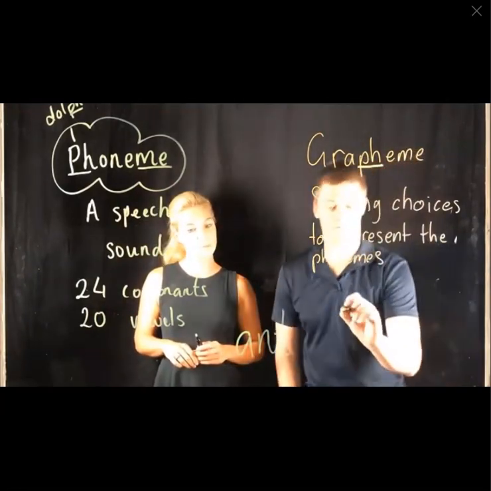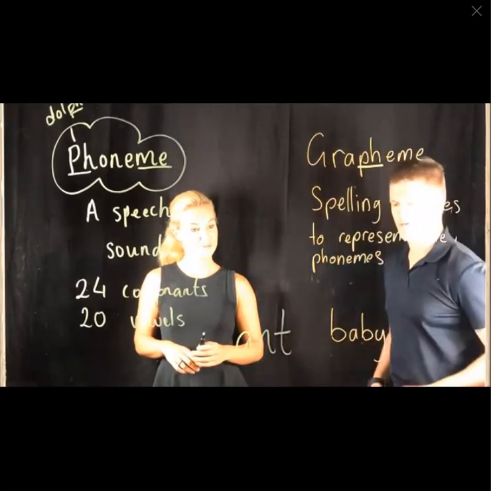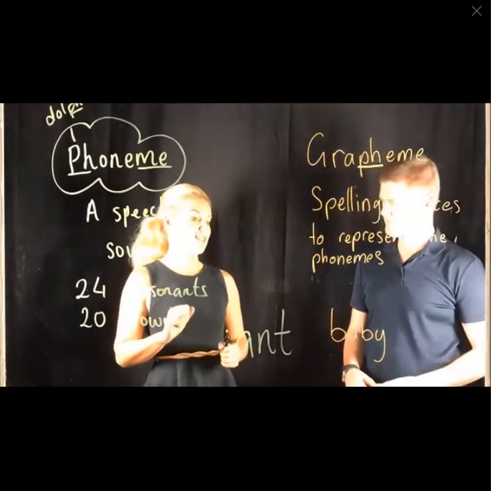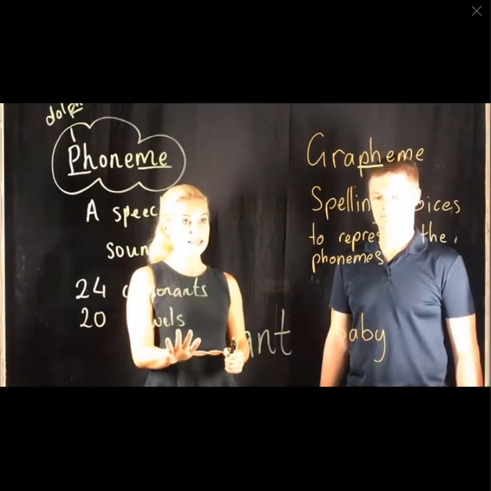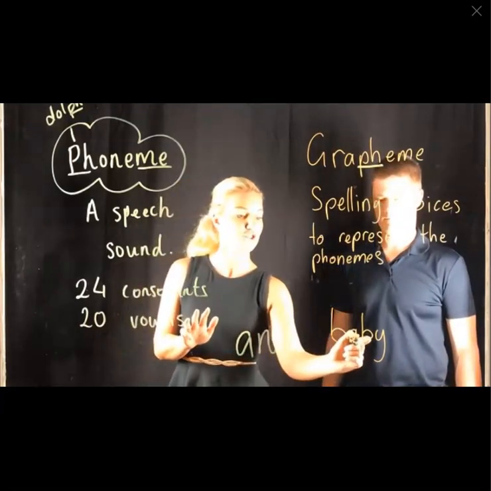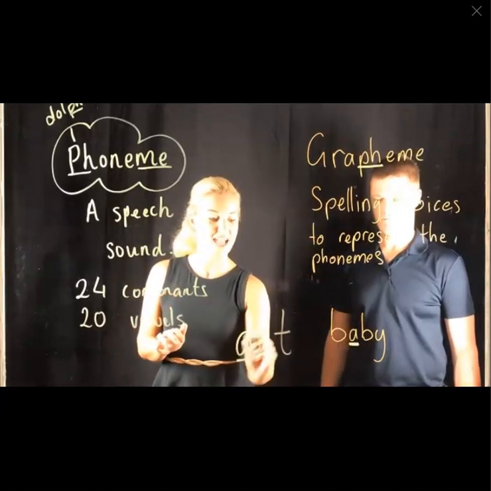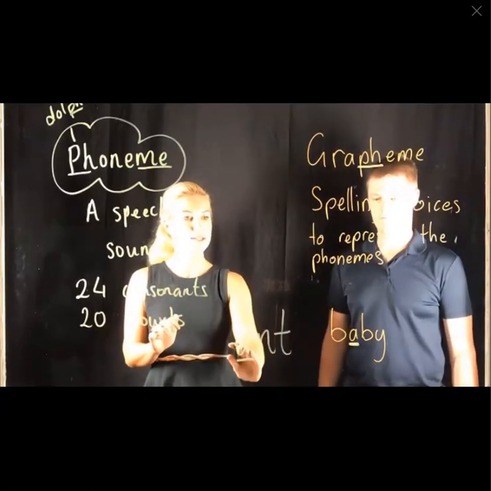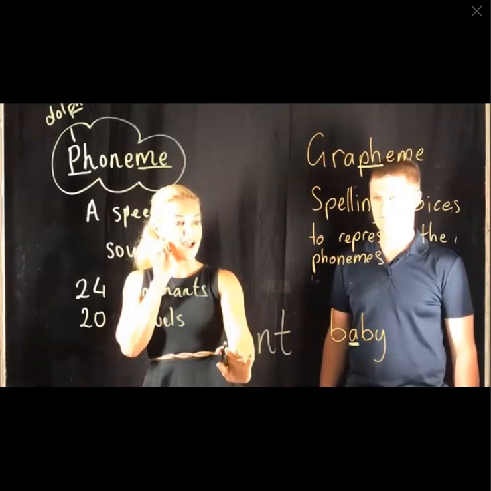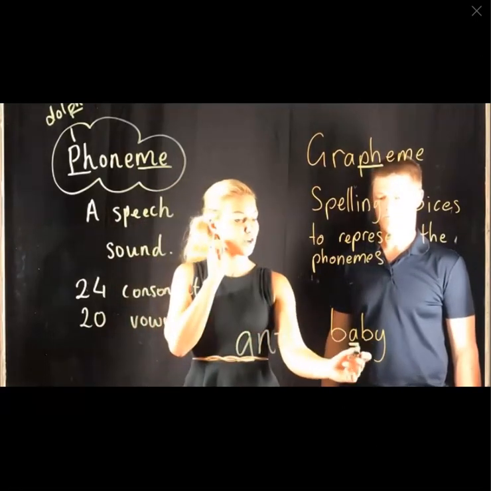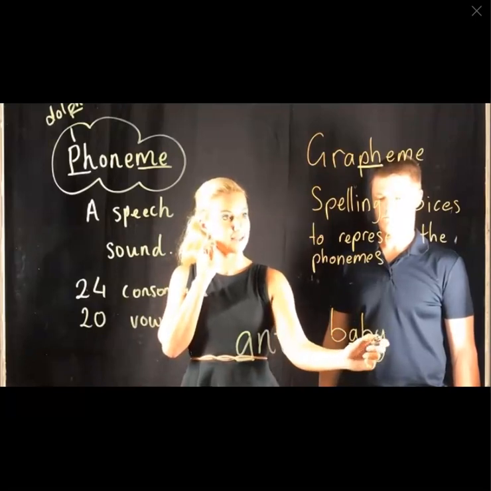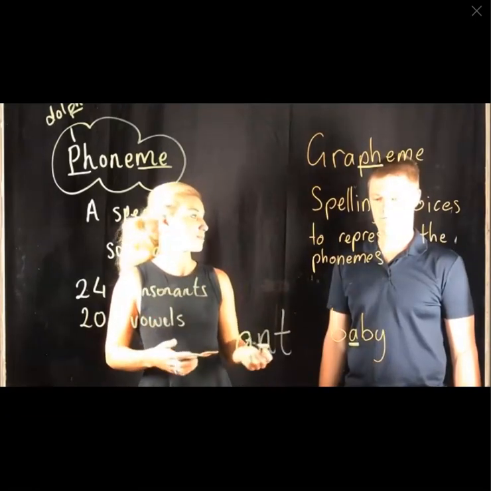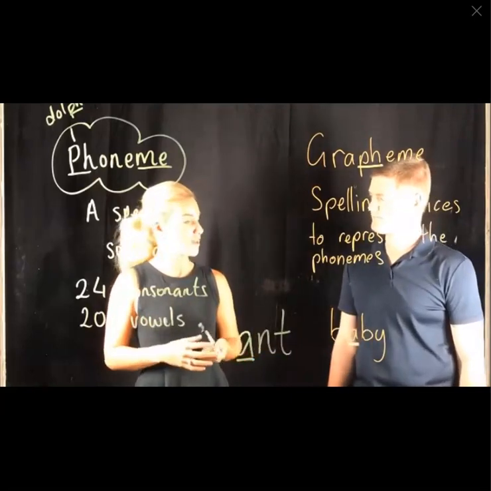Let's take a look at another example. Katie, can you help me understand the phonemes in this word? Well, if I sound this word out, I have b, a, b, e. But I can see you have the letter A in both of these words, but in this word the phoneme is a, but in this word the phoneme is a, b, e. But the grapheme that you've used is the same, it's the letter A, but it makes two different sounds.